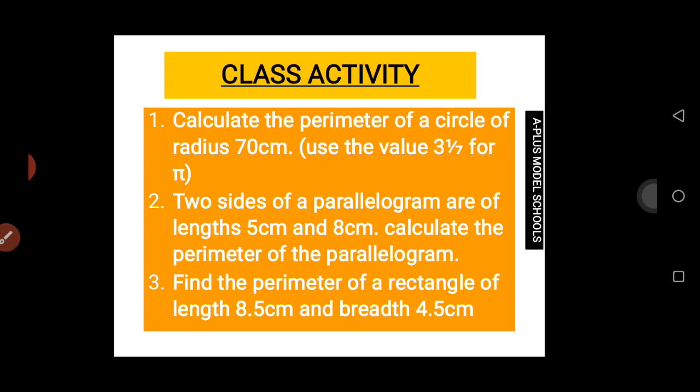Then number 2, two sides of a parallelogram are lengths 5 centimeters and 8 centimeters. Calculate the perimeter of the parallelogram, which is 2 open bracket x plus y. Then 3, find the perimeter of a rectangle of length 8.5 centimeters and breadth 4.5 centimeters. Don't forget the perimeter of a rectangle is 2 open bracket length plus breadth.